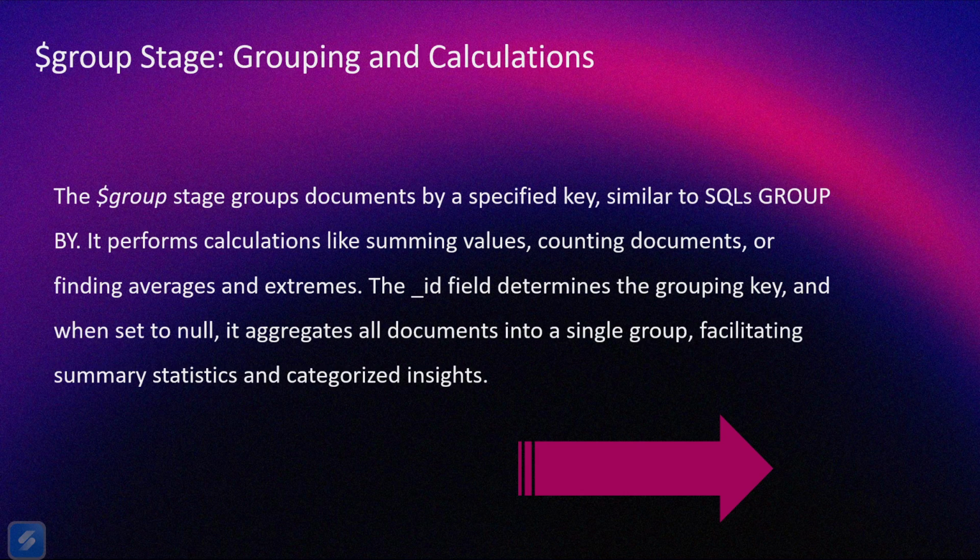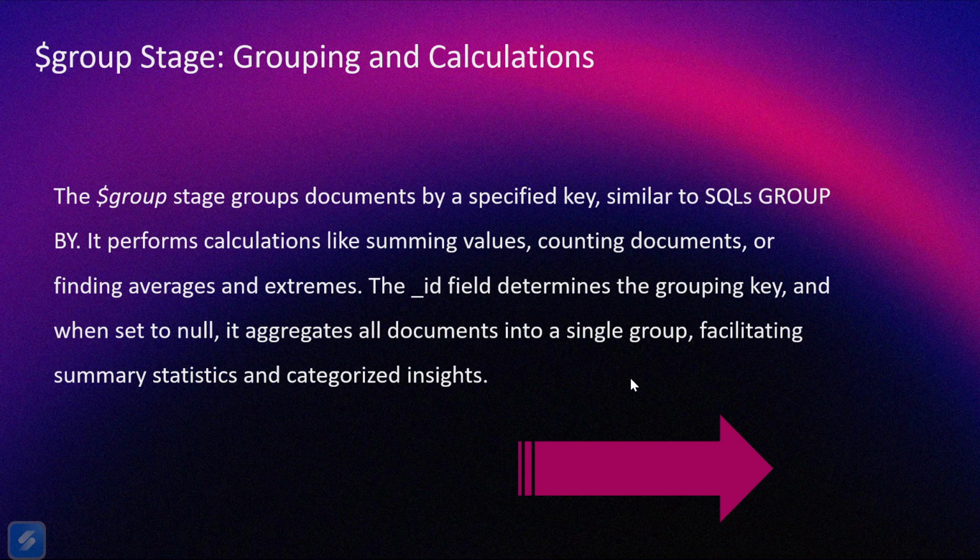Let's see it in detail. The group stage is used to combine the documents and perform calculations. It works like a SQL GROUP BY. Inside $group, the _id is the key defining the grouping. Other fields use operators like sum, average, max, min, push, etc. This creates the customer-wise summaries. It is dependent on the _id field for grouping. It is also called the grouping key.